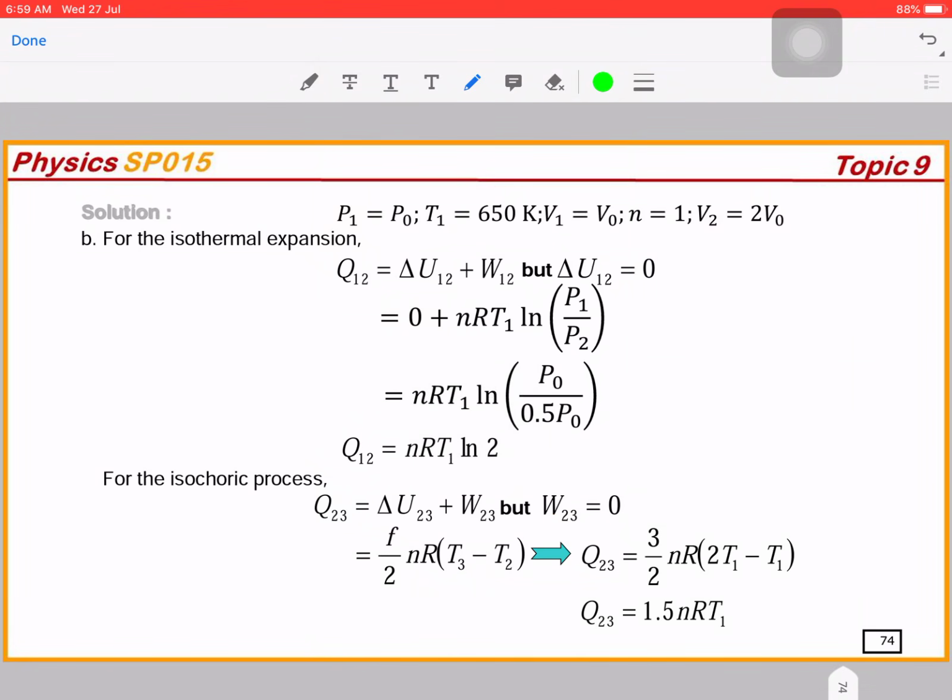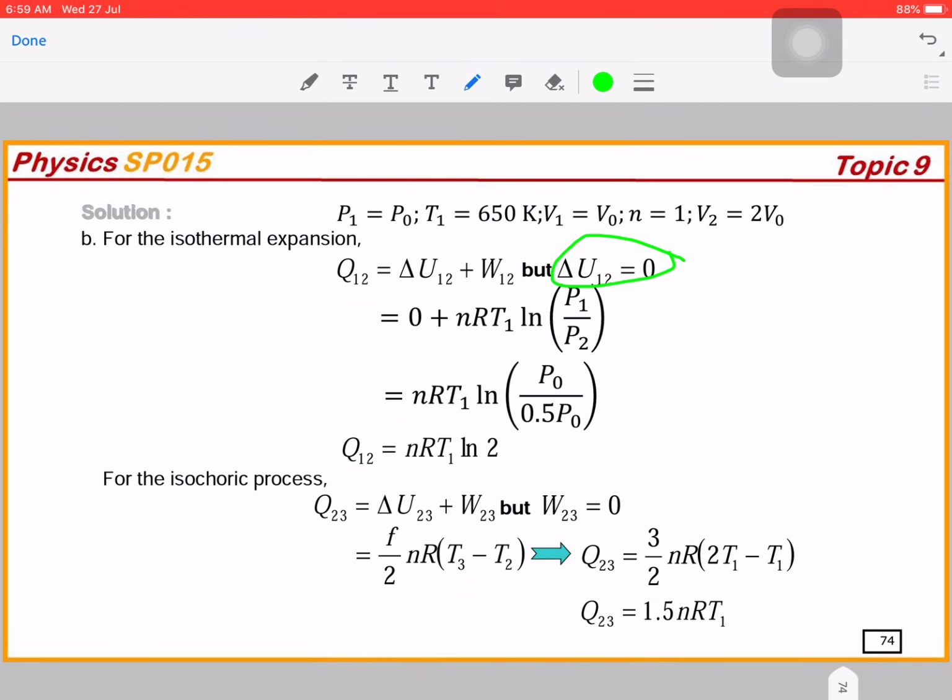Okay, for B, untuk isothermal expansion, awak just masukkan saja dalam equation kita. Q is equals to delta U plus W. But we know that delta U is equals to 0 for isothermal expansion, sebab temperature kita sama, right? So, U kita sama. Sorry, U kita kosong. So, just masukkan saja W is equals to nRT ln P1 over P2. So, you just insert everything. You will have Q12 is equals to nRT ln 2.